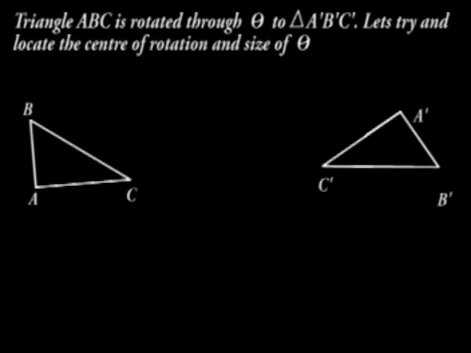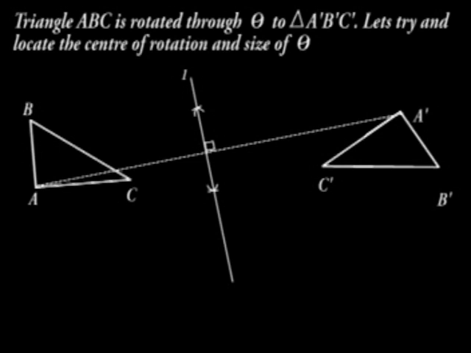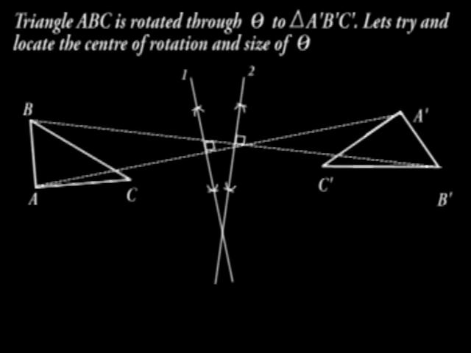Join A to A prime, that is the broken line. Construct a bisector of AA prime, marked line 1. Repeat the same with B and B prime, marking line 2. The point of intersection of the bisectors is the center of rotation, O.